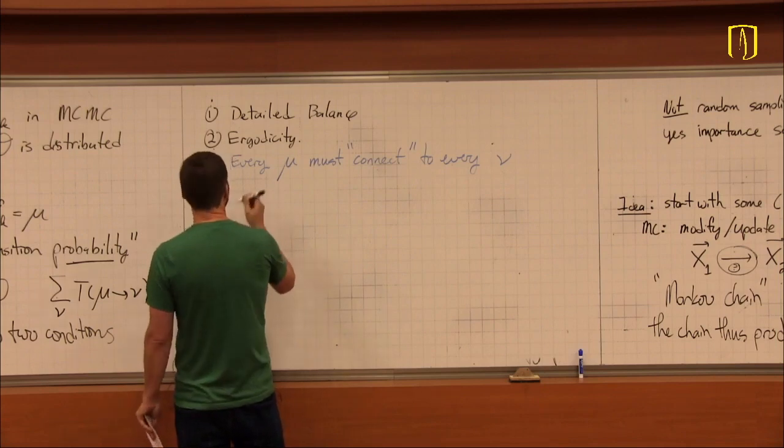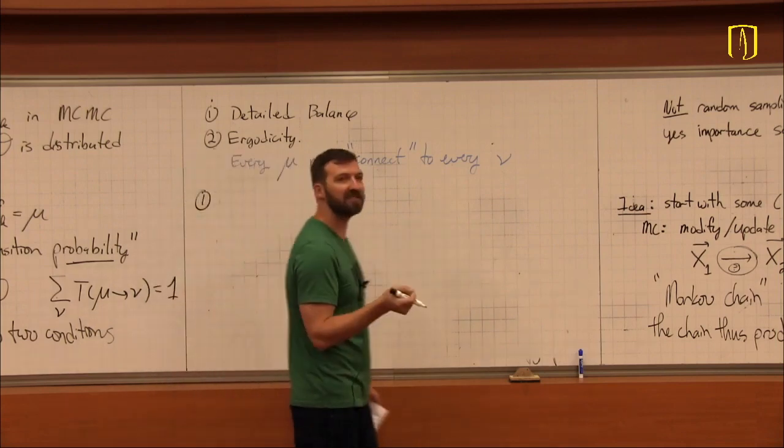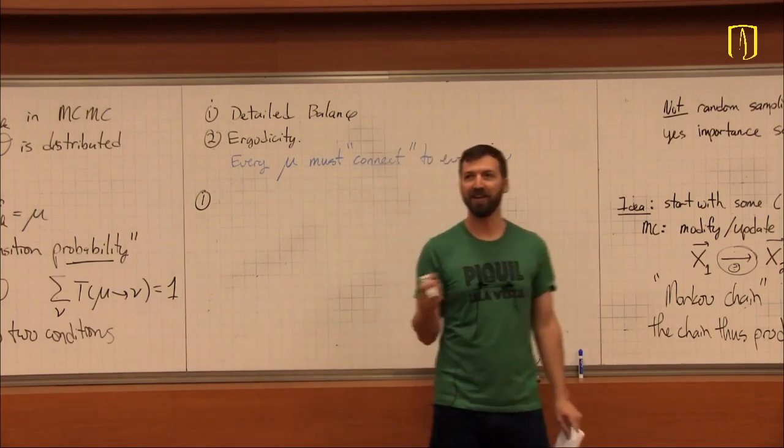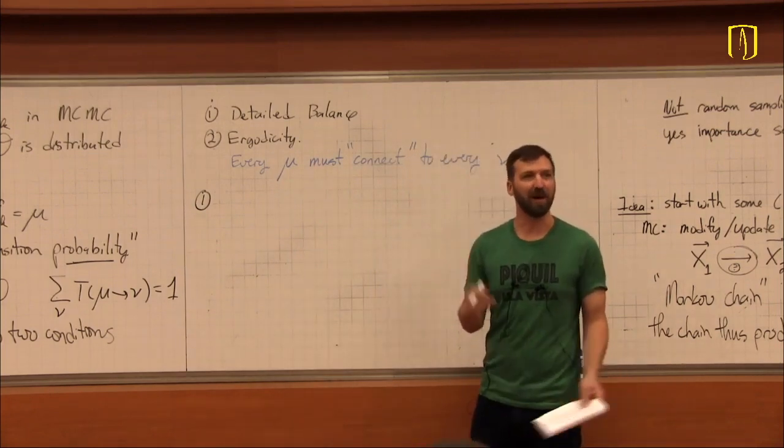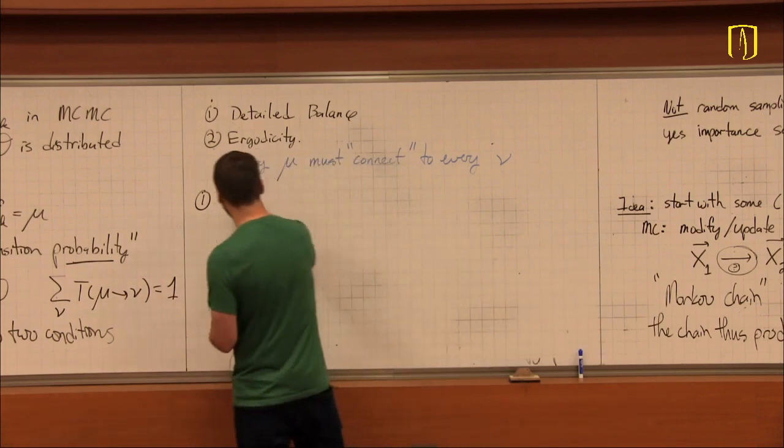So detailed balance is the idea that the rates into and out of different configurations are somehow balanced, they're somehow equal.